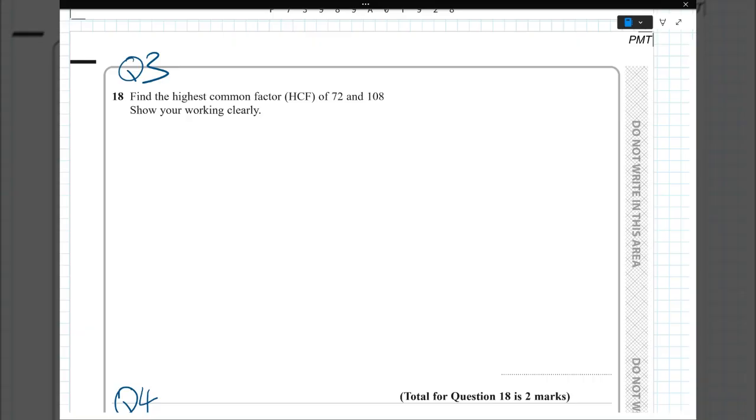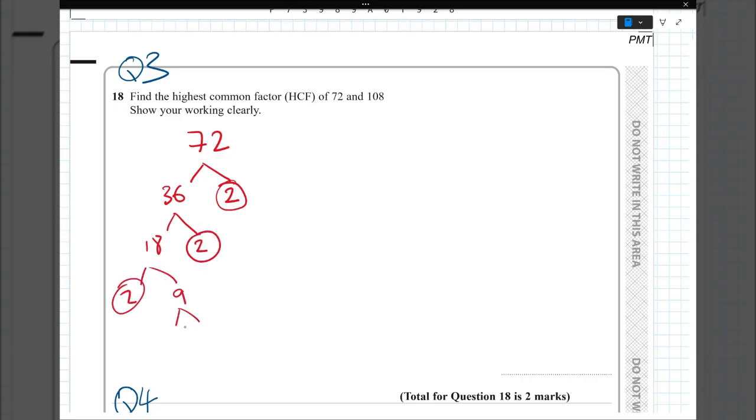Find the highest common factor of 72 and 108. Some class whizzes will be able to break these down into a product of their prime factors. I'm going to do this one the old school way. So 36 and 2, 2 is prime. 18 and 2, 2 is prime. 2 and 9, 2 is prime, 3 and 3.